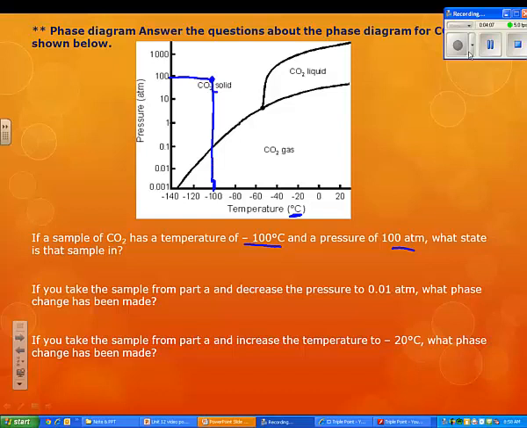And if it's the top left, it's a solid. You're going to need to know which part of the phase diagram is solid, liquid, gas. Solids are on the left, gases are on the bottom, liquids are on the top right. So it's going to be the top left, so that's going to be a solid.